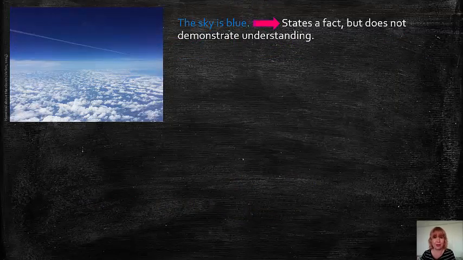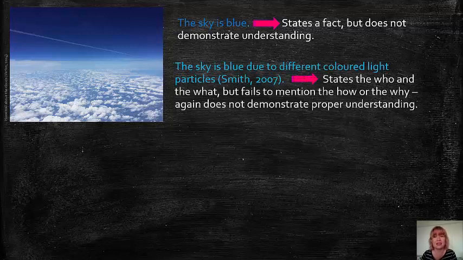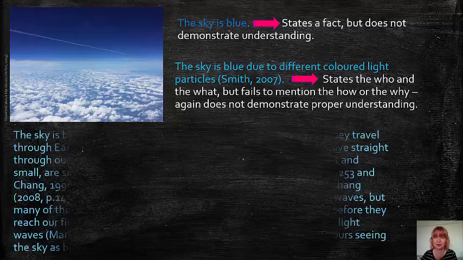The sky is blue. So this states a fact, but there's no demonstration of understanding here. We next look at: the sky is blue due to different coloured light particles. Now we have a reference here, which is great. This states the who and the what, but it still doesn't demonstrate any understanding of the how or the why.